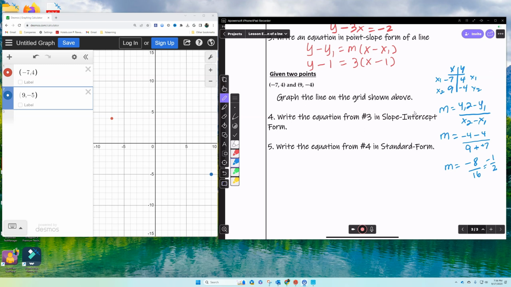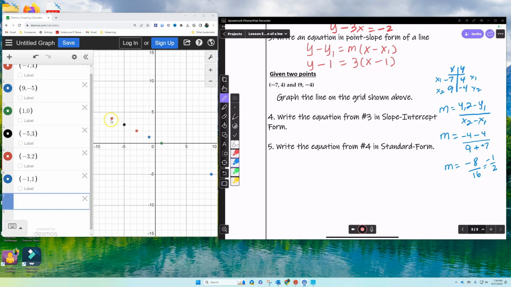So I'm going to stop there. I used Desmos and I did apply the slope. I went down 1 over 2. That gave me the point (-5, 3). I went down 1, over 2, and I got the point (-3, 2). I went down 1, over 2, so that gives me the point (-1, 1). And then I went down 1 and over 2 and I have (1, 0).